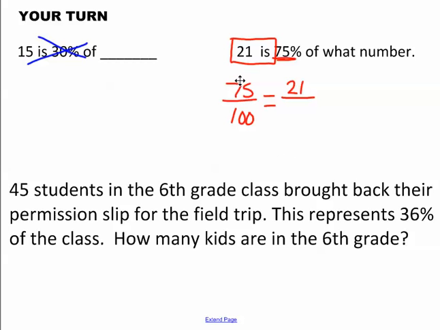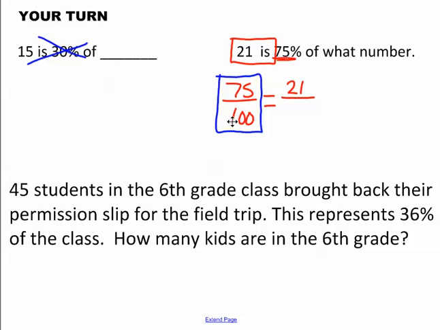Okay, obviously I'm getting smaller, so that means I need to divide. But 75 divided by nothing gets me 21. So how in the world am I going to do that? Hopefully you remember your ratio tables where we had to simplify first? So I'm going to simplify this fraction.